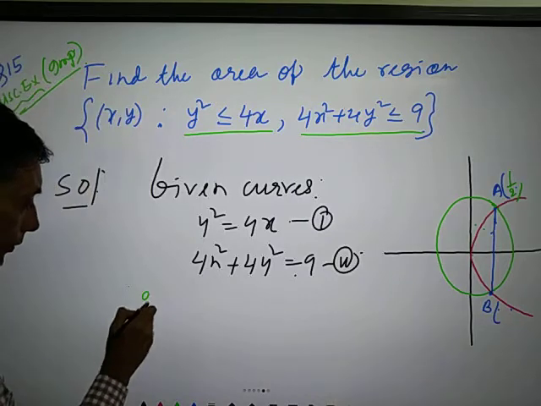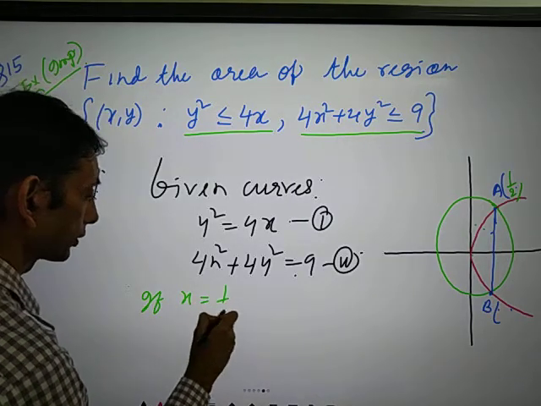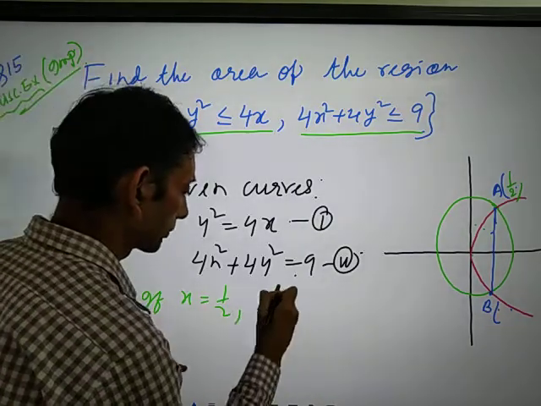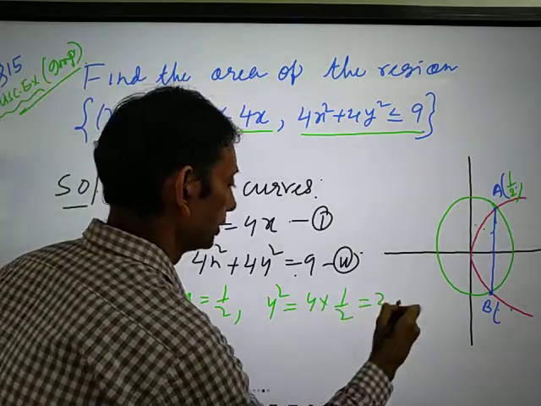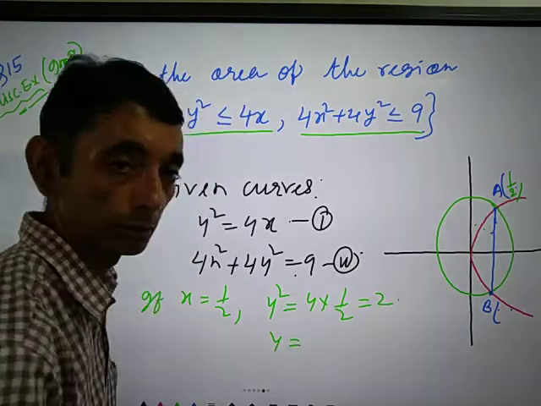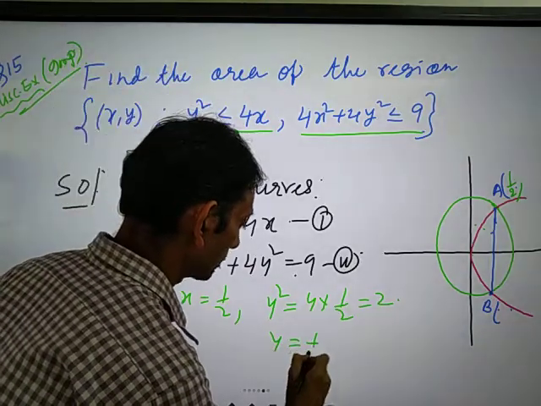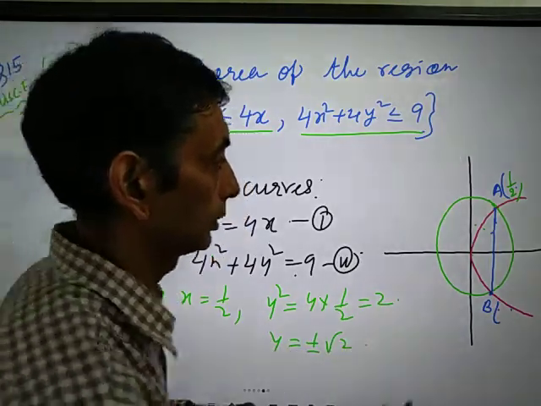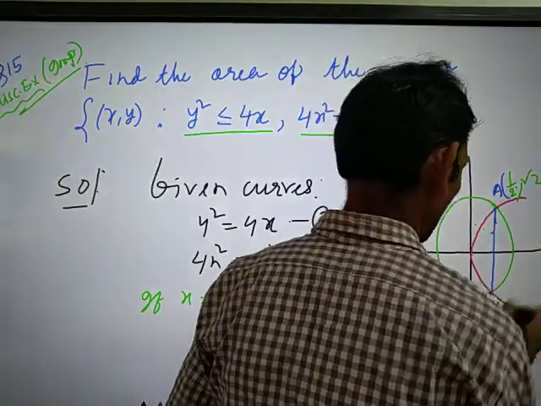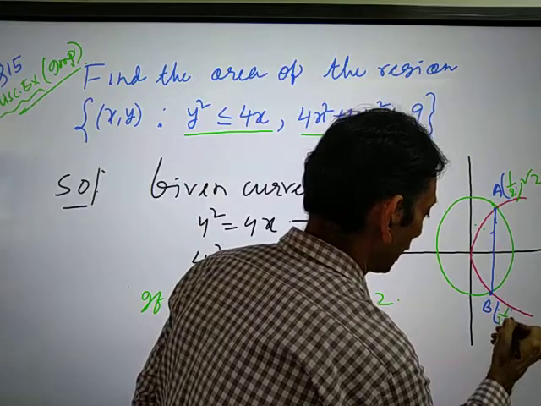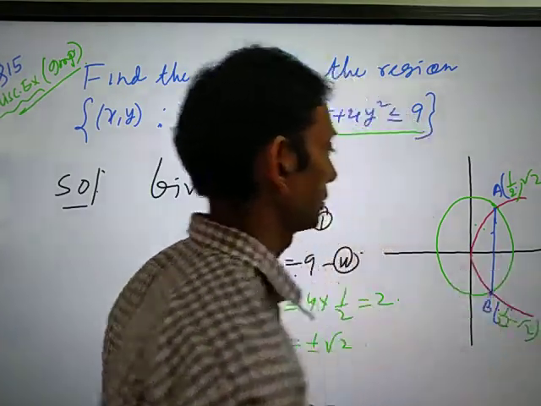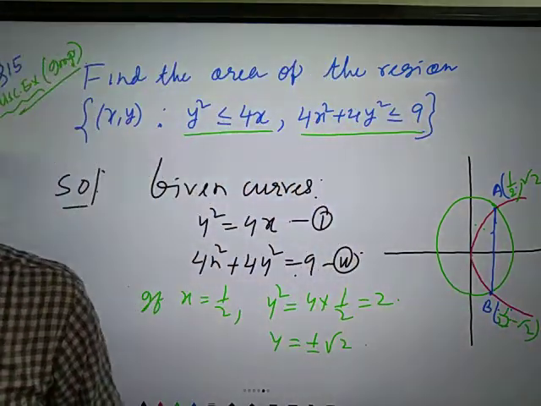So if x is equal to half, then y square will be 4 into half. This gives us 2. So y is equal to what? That is plus minus root 2. So this value will be root 2, and for B we can also write the coordinate. This is half comma minus root 2. So we got the coordinates of A and B.